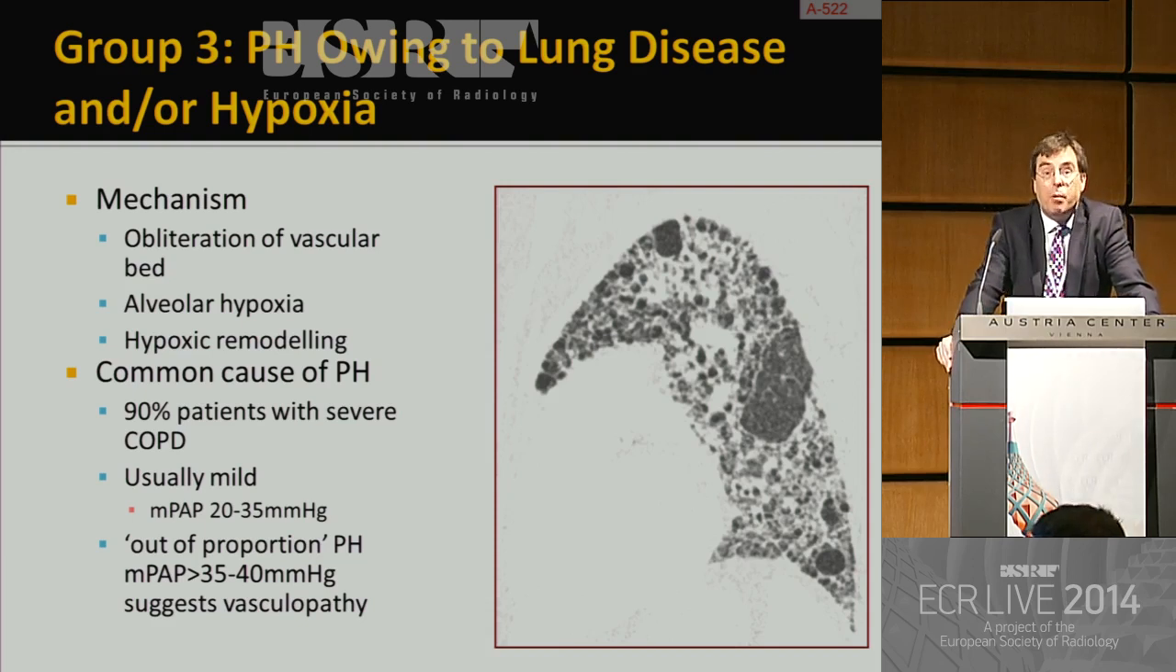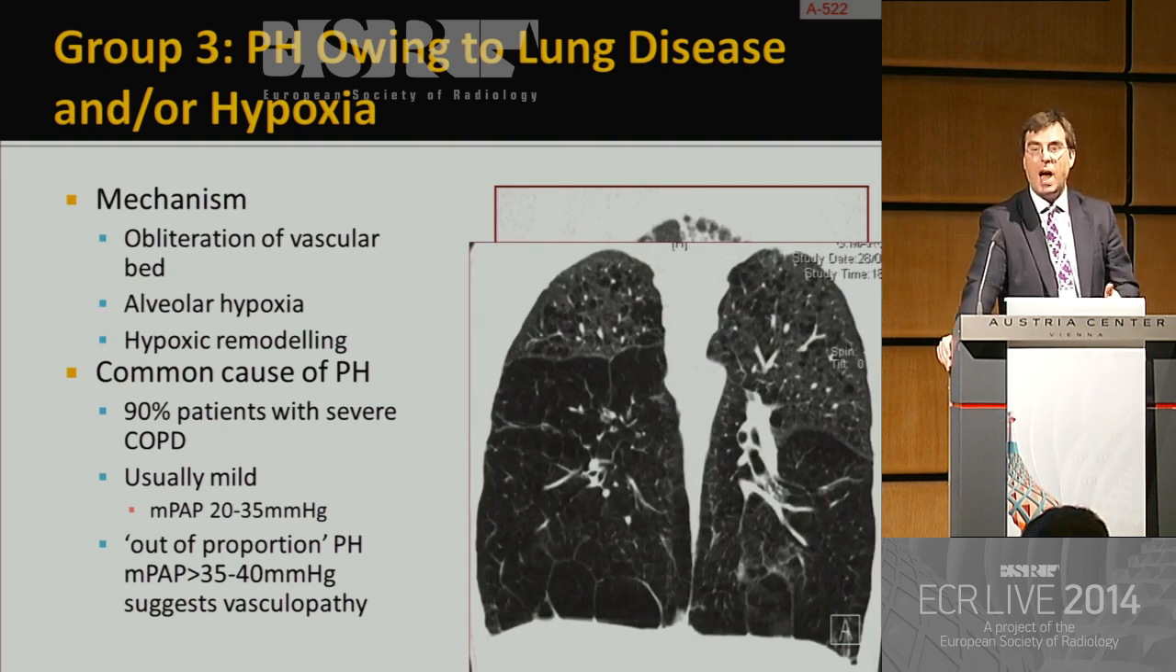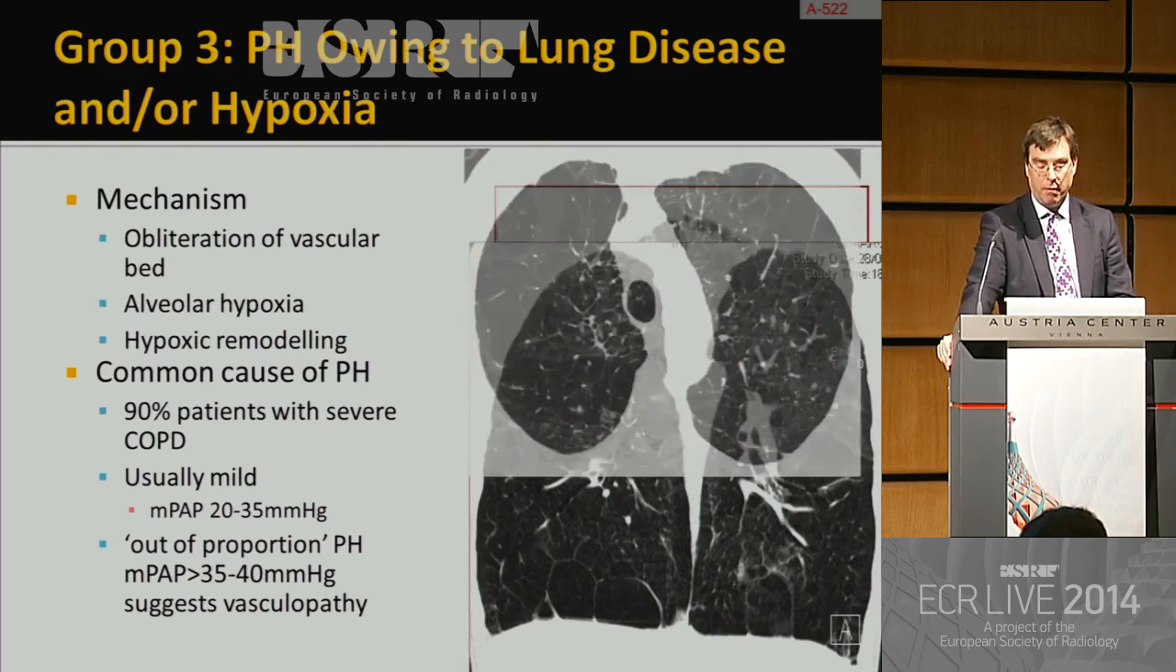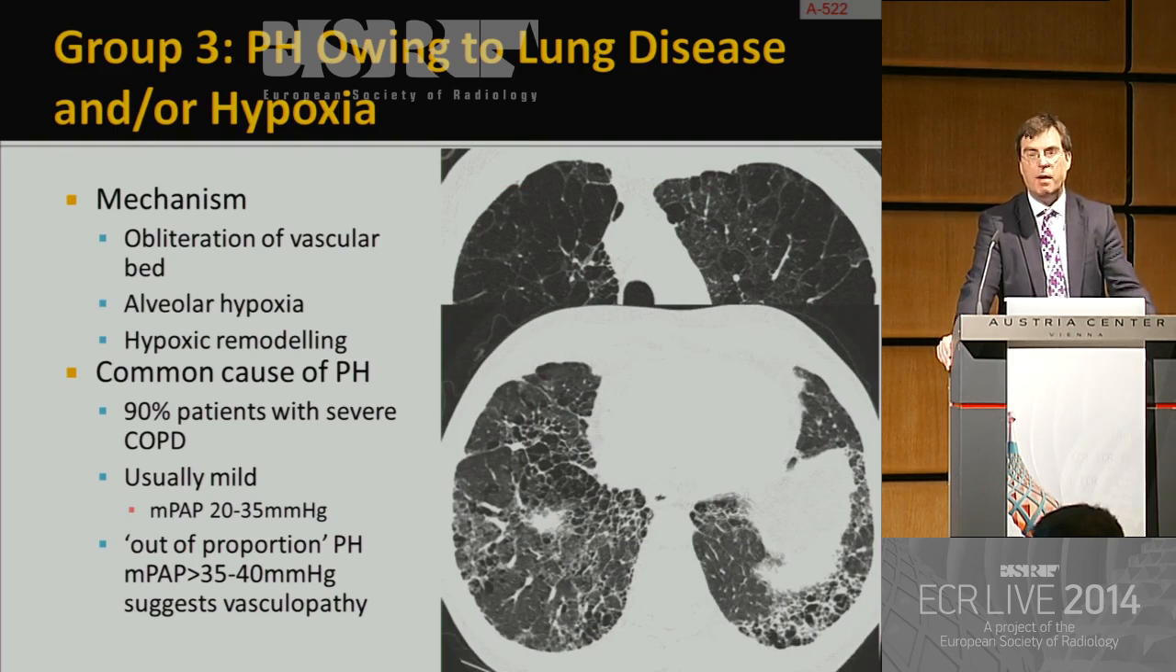Group 3 is pulmonary hypertension secondary to chronic lung disease or hypoxia, another very common cause of pulmonary hypertension. Obliteration of the vascular beds and hypoxic vasoconstriction result in increased pulmonary vascular resistance. It's a common condition. The majority of patients with severe lung fibrosis or severe COPD will have an element of pulmonary hypertension. Pulmonary hypertension is more common when you've got a combination of the two in combined pulmonary fibrosis and emphysema.